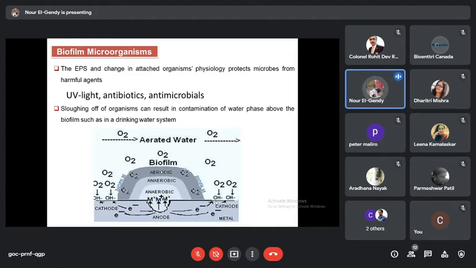Sloughing off of this microorganism can result in the contamination of the water phase, which we can see by our visual observation, like the reddish-brown color carried in the water streams, especially near any pipelines.